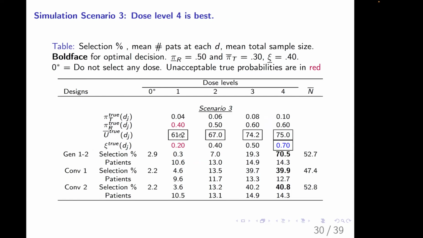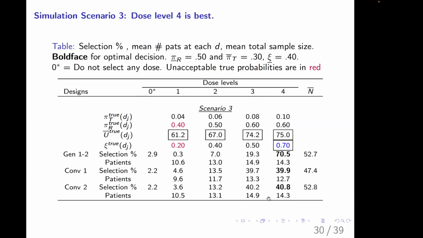Okay, so if you look at the mean utilities, they are 61, 67, 74, and 75. And the true long-term success rates are 0.2, 0.4, 0.5, and 0.7. Remember, our lower limit on that is 0.4. So clearly dose 4 has the highest utility by a smidge over dose 3, but a far higher long-term success rate. What are the selection rates for dose 4? Well, Gen 1-2 selects it 70% of the time, but the two conventional designs selected it 30% of the time fewer.